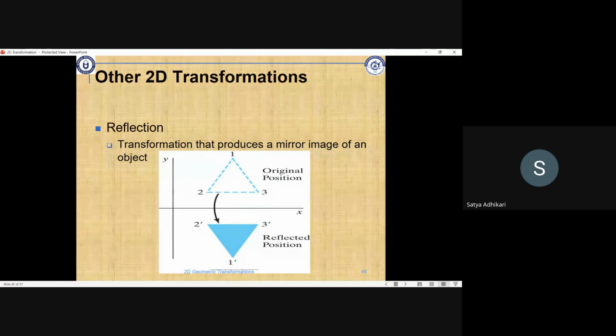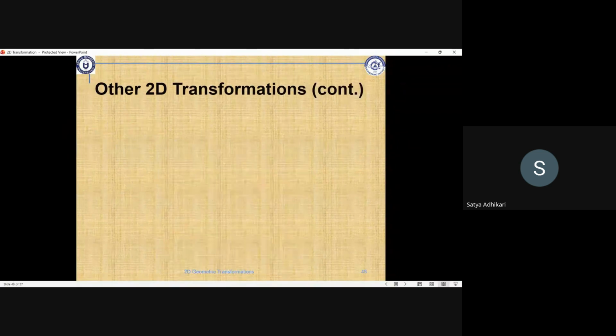Similarly, imagine if you keep the mirror on the y-axis, in which quadrant do you get its reflection image? In the second quadrant. So this is a reflection about the y-axis.